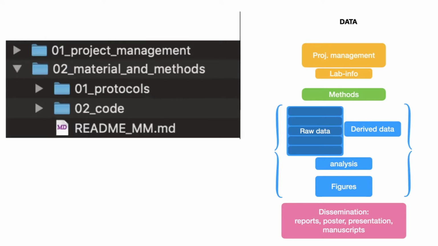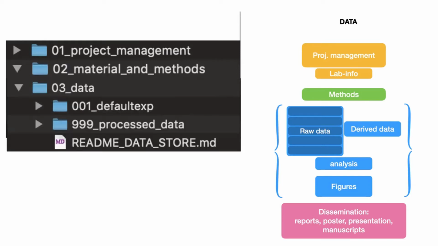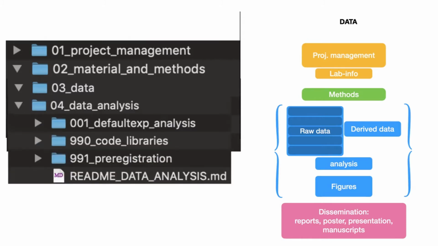Then we have one folder about the data material and methods, which has 2 subfolders, one for protocols and one for code, which will be code used to acquire the data. Then we have the data folder here, and we didn't get into the detail of how the data should be organized here. We just have data organized by experiment, so each new experiment could get a new folder. And we have one folder for the process data, which is basically the data that you trash before publication because it can be reproduced.